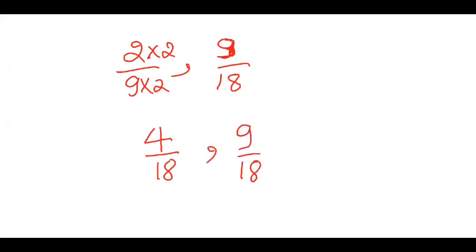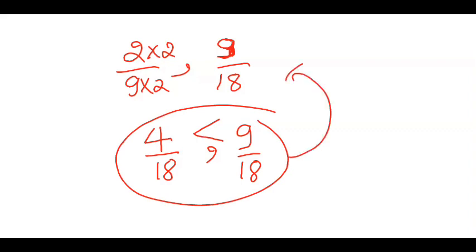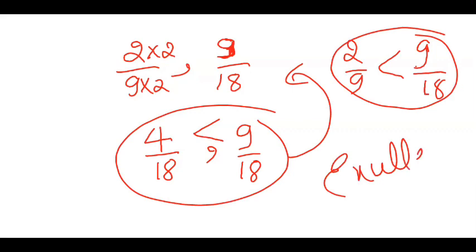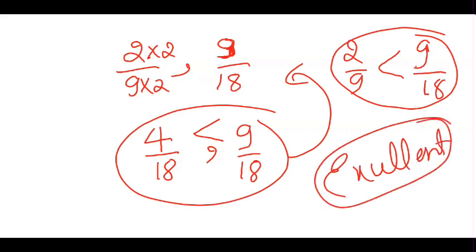So 9 over 18 is bigger than 4 over 18. Very good. So we can write this as 2 over 9 is lesser than 9 over 18 as the final answer, right? Very good. Excellent, Anis. This is how you're going to do this. To compare the fractions, you have to convert the denominators into the same denominators, right?